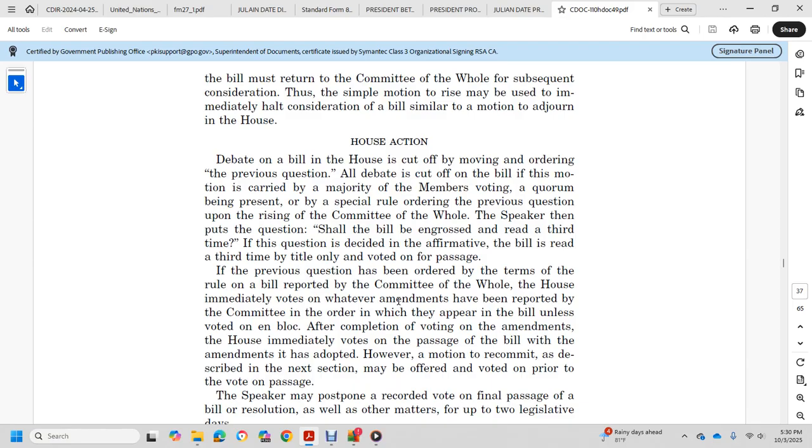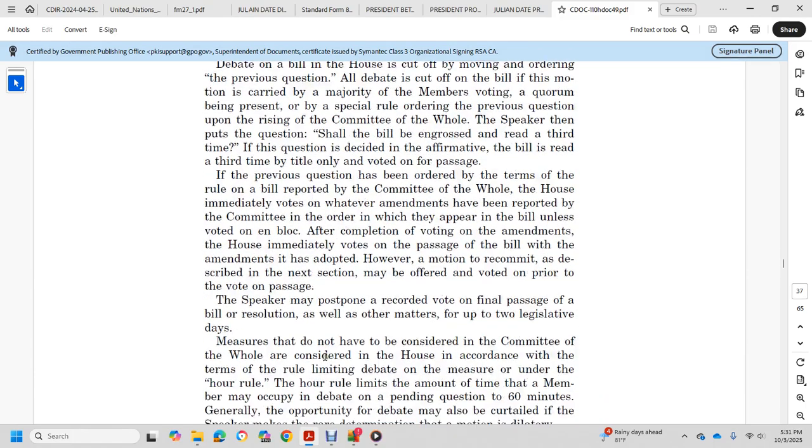With the previous question ordered, under the terms of the rule, the bill reported by the Committee of the Whole is immediately voted on in the House, with whatever amendments were reported by the committee, which are voted on en bloc. After completion of the vote on amendments, the House immediately votes on passage of the bill with the amendments adopted. However, the motion to recommit, described in the next section, may be offered and voted on prior to the vote on passage.